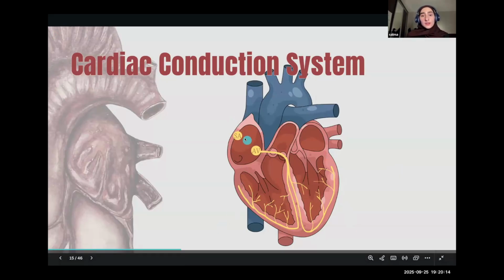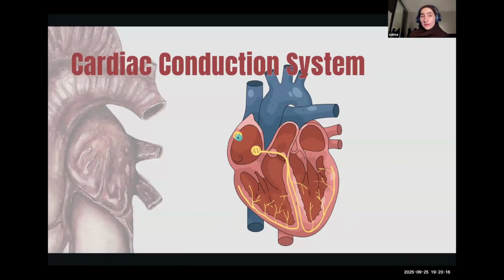Exactly, in your SA node. Your SA node is what's called a pacemaker. It's a cell that can fire on its own. It's going to go from your SA node, and then the second pacemaker is your AV node. So your SA node is going to fire and depolarize your atria, both your right atrium and your left atrium, and it's going to depolarize your AV node.